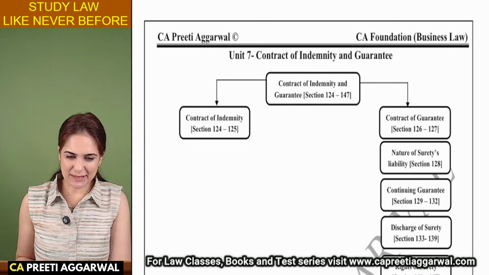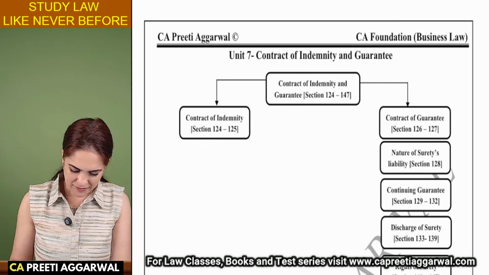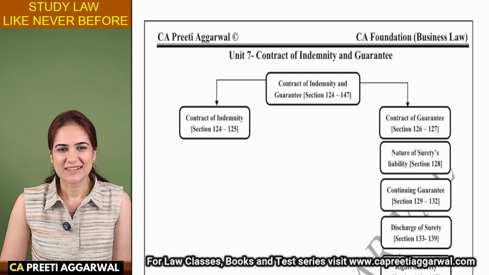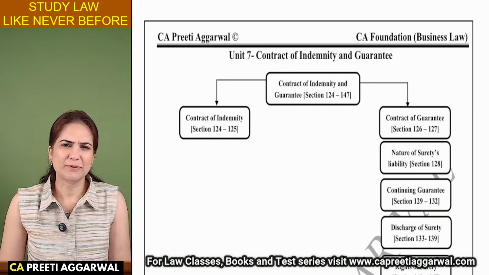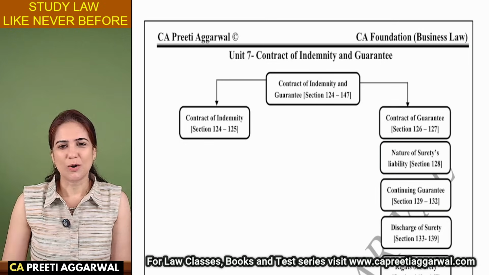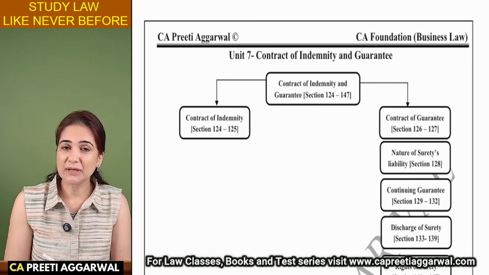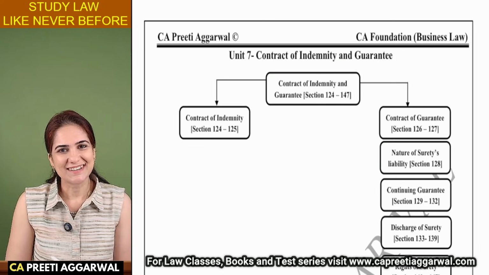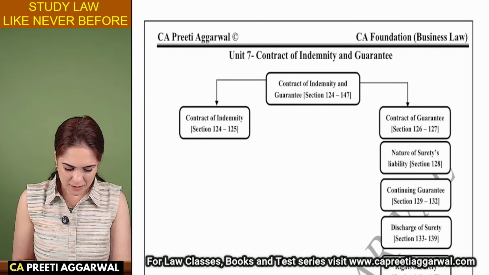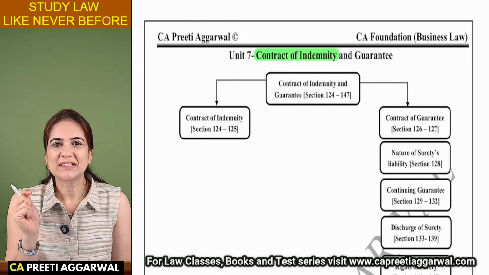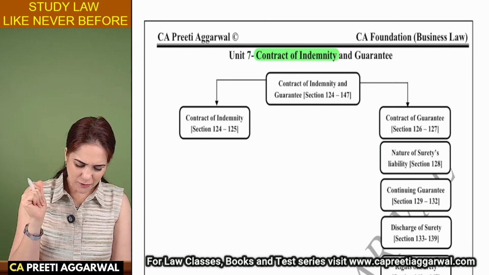If you see my concept book, you will find a chart where I have listed all the section numbers. They are all very important for exam because questions have been asked on almost all the sections. So you need to study the section numbers as well as the provisions. Let us discuss the contract of indemnity first. Then we will discuss the contract of guarantee. It's a very quick revision.